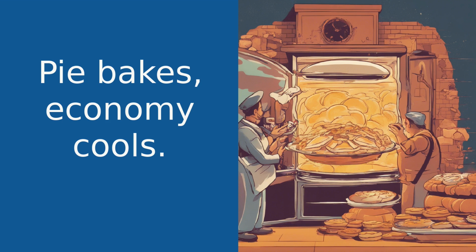Then you put your pie in the oven. This is like the contraction phase of a business cycle. The economy starts to cool down just like the pie starts to bake. Businesses may start to slow down, and unemployment may start to rise.